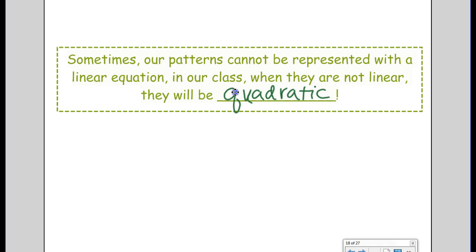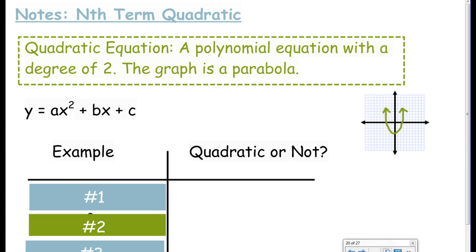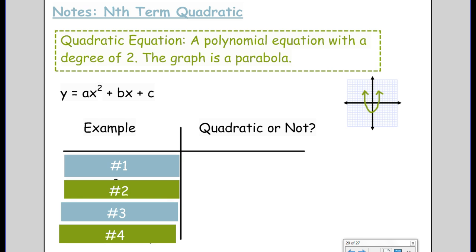So what is a quadratic equation? A quadratic equation has a degree of 2, and it's a parabola, not a line. So a linear equation is a line. A quadratic equation is a parabola. So just write degree of 2 and parabola next to quadratic equation.